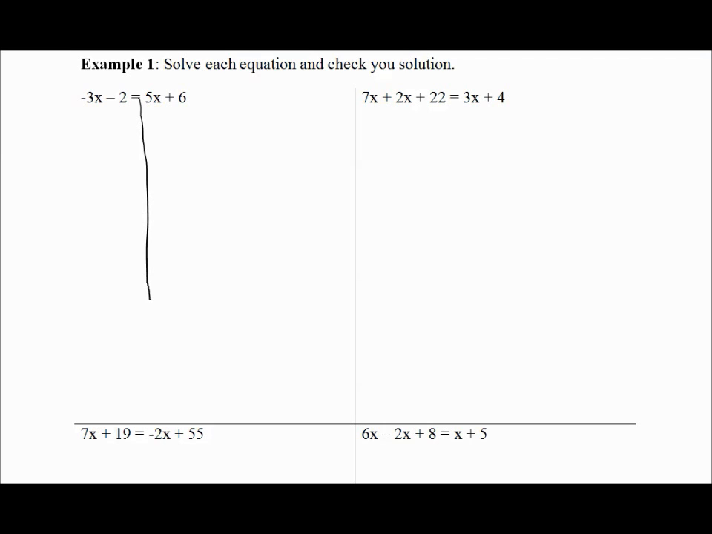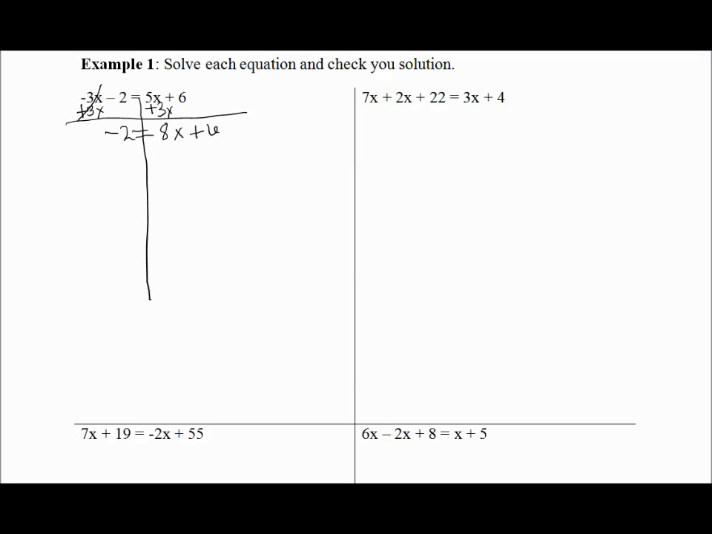Okay, so if I have a minus 3x, I want to do the opposite and I want a plus 3x. So I'm going to add 3x to both sides. X's cancel out on this side. I bring down my negative 2, bring down the equal sign. 5x plus 3x will give me 8x. Bring down my plus 6. So now I'm left with a two-step equation like we did in a previous lesson. So I know what to do from here.